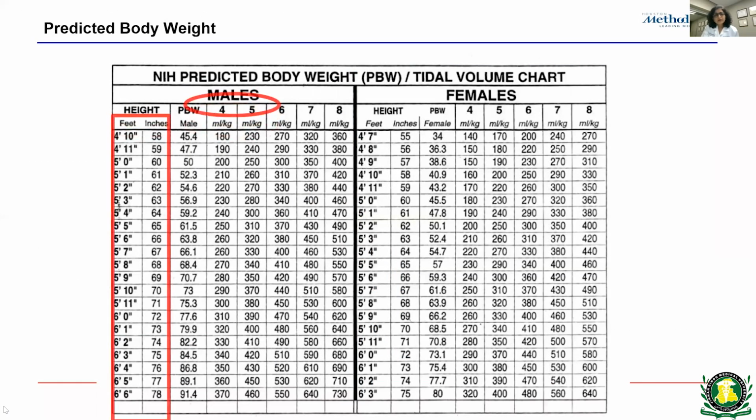So these are tables that are available. So in this patient, if he was 5 feet 6 inches tall, then if you want to ventilate him at 6 mLs per kilogram, you'll be giving him 370 mLs of tidal volume. For a woman of the same height, 5 feet 6 inches tall, you would give her 340 mLs of tidal volume, or 6 cc per kilo.